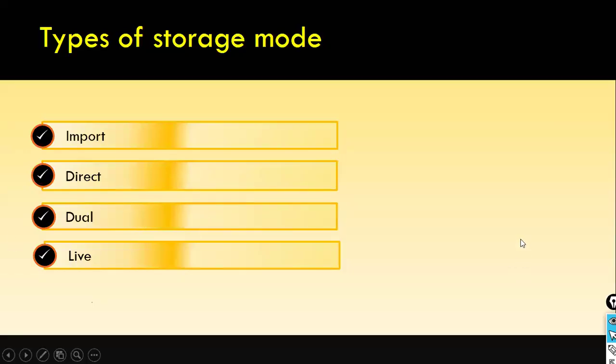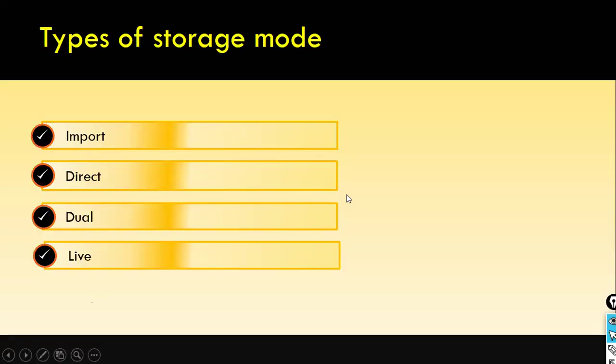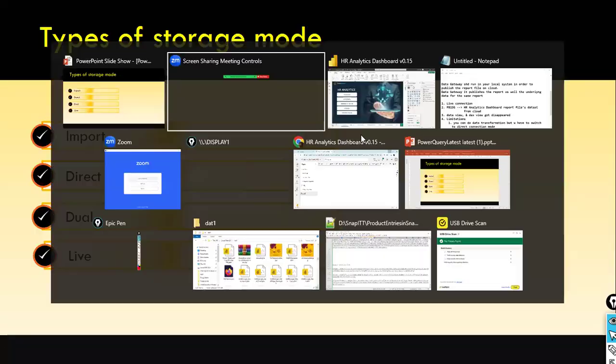Okay, so dual mode. What is dual mode? Dual mode is something like the hybrid of both import as well as direct mode. So I'll just explain to you with a simple use case. For example, you have the sales fact table, right? Look here. This is for direct live mode. I'll close this one, and I'm going to open another report file.